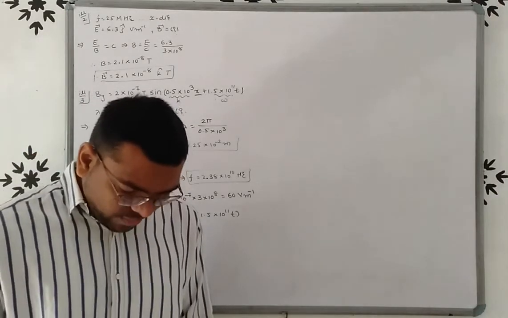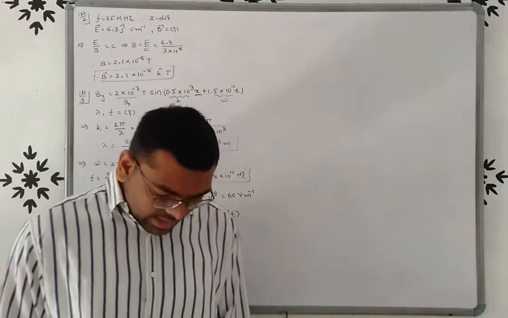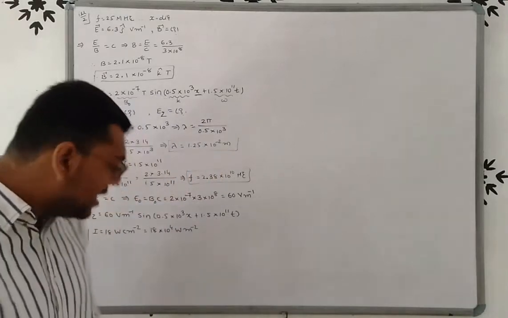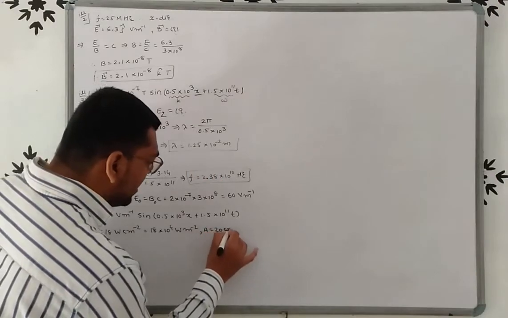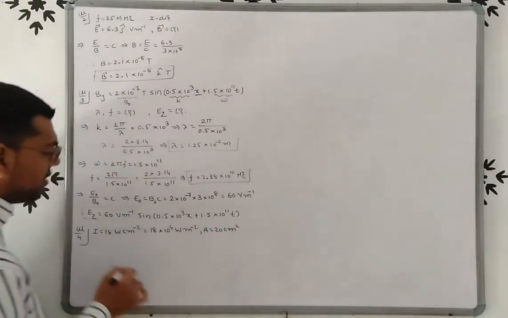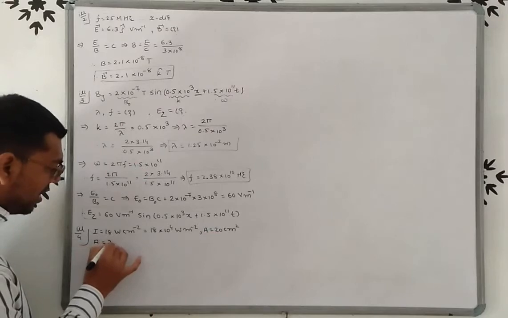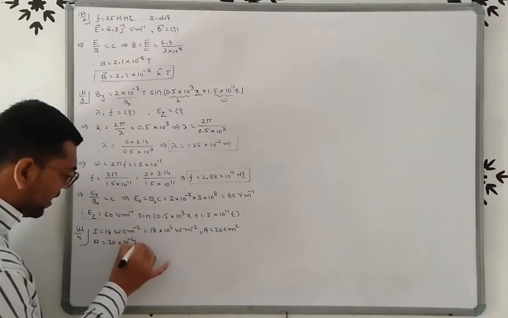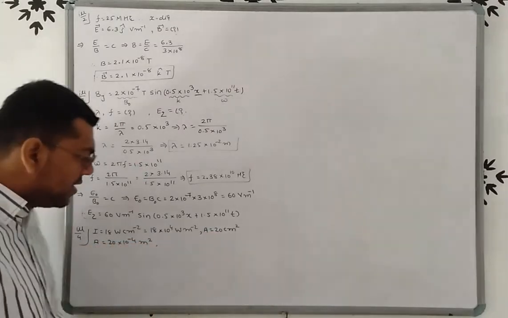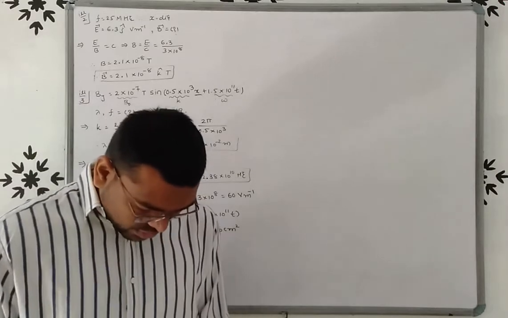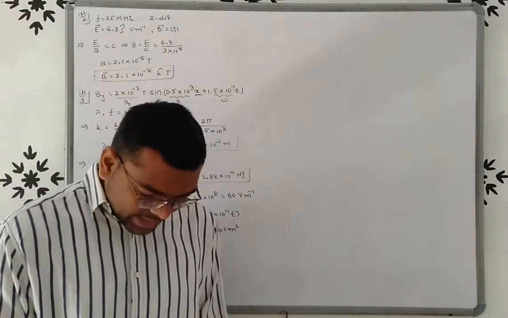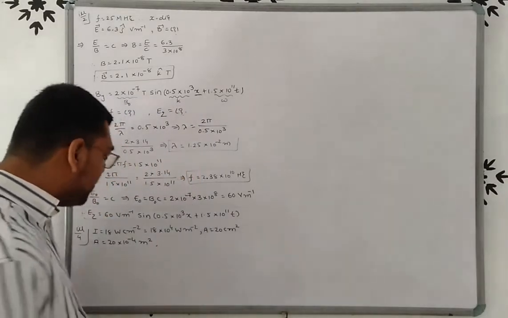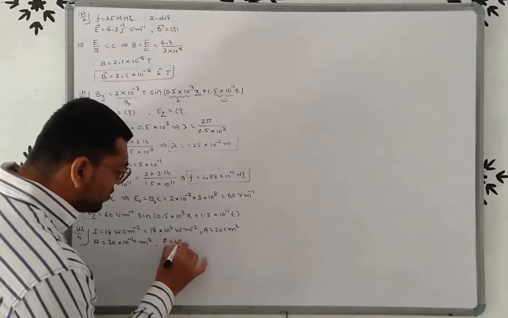If the surface has an area of 20 centimeters square, so area A is equal to 20 centimeters square. Here we have to convert it into meter square. So A is 20 into 10 raised to minus 4 meters square, right? Find the average force exerted on the surface during a 30-minute time span. We have to find out force.